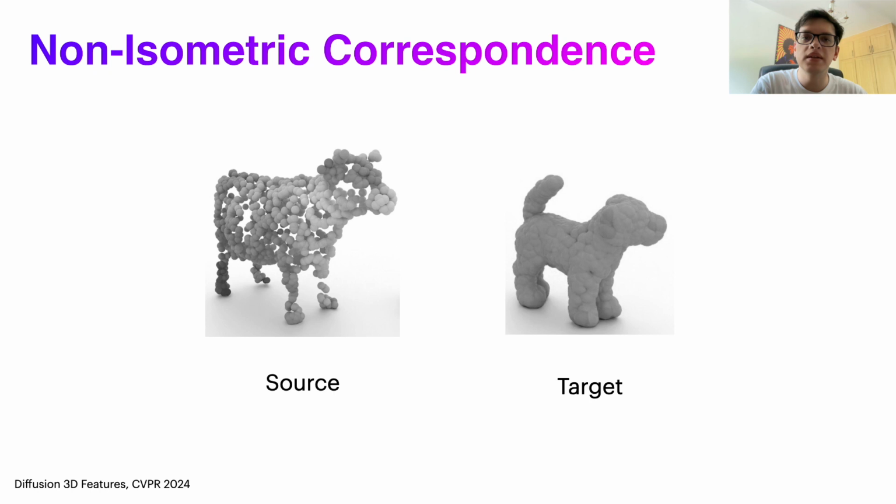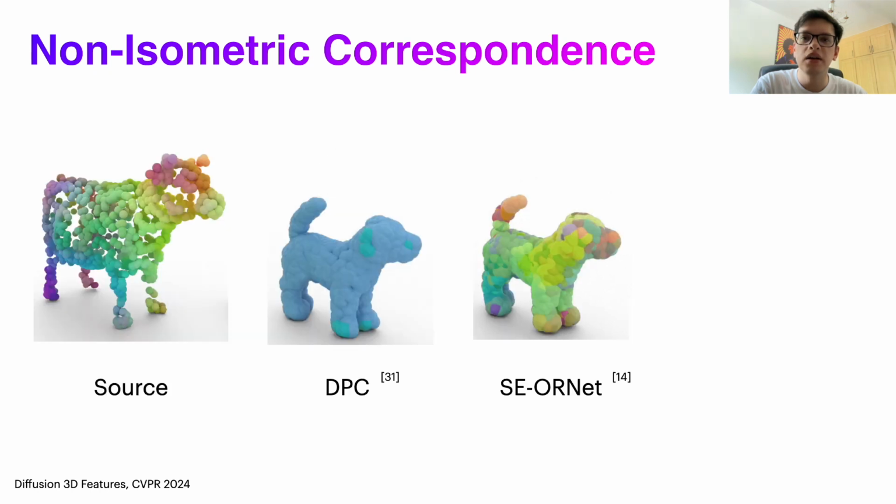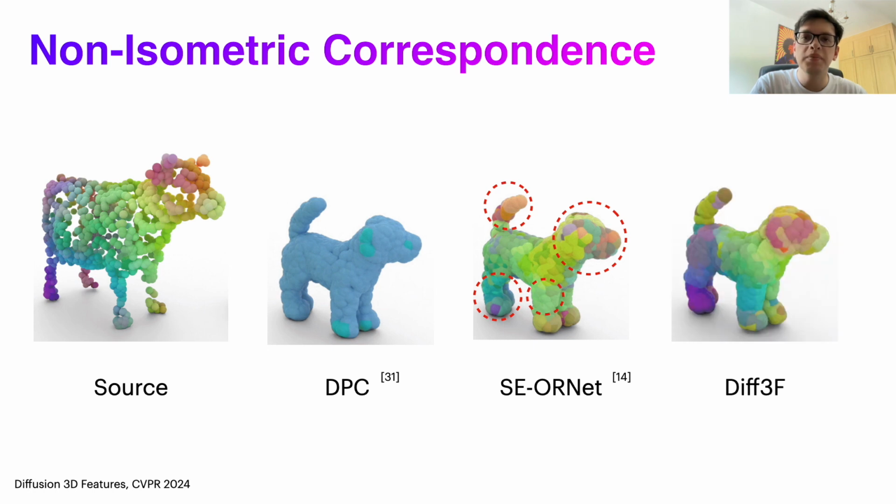We compare our method against current state-of-the-art methods, namely DPC and SE-ORNet. In this example of non-isometric correspondence, we see that DPC can get confused by the radical change in structure, where all points of the dog correspond to the belly region of the cow. SE-ORNet has largely misaligned correspondences, such as the head, the tail, and the legs are not accurate. In comparison, Diff3F semantic descriptors enable accurate dense correspondence for non-isometric pairs.